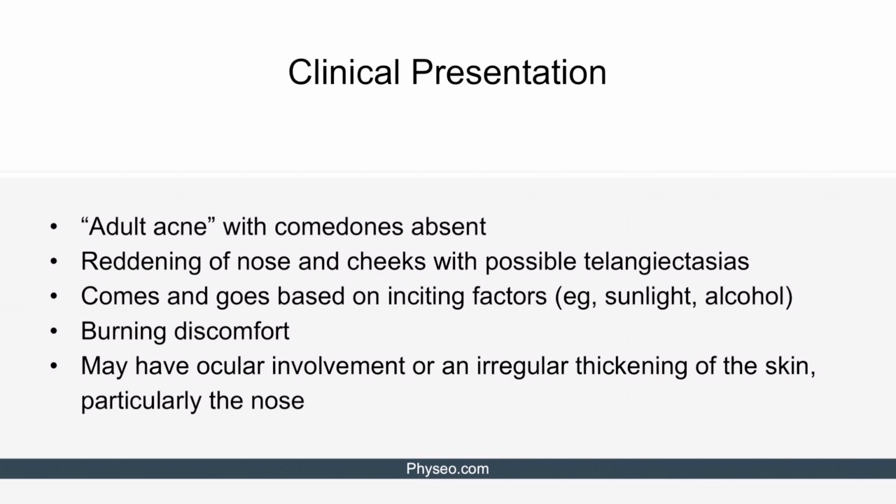Rosacea is sometimes referred to as adult acne because the appearance is somewhat similar. Now, the absence of comedones helps distinguish the two. The classic rash involves a reddening of the nose and cheeks with possible telangiectasias. Let's take a quick look at this.